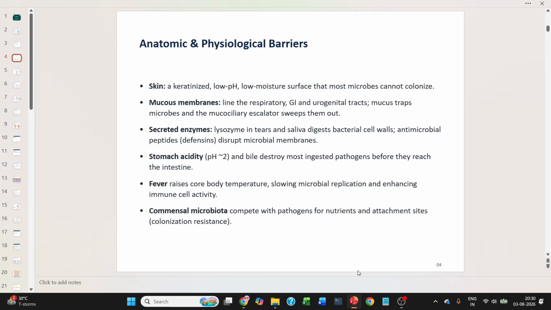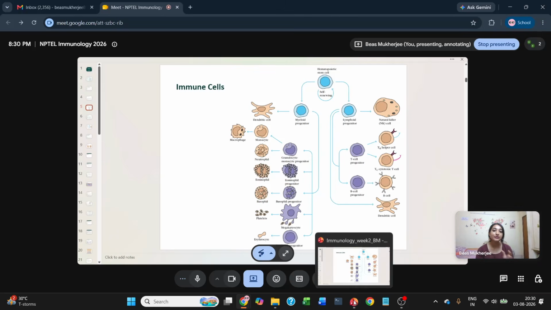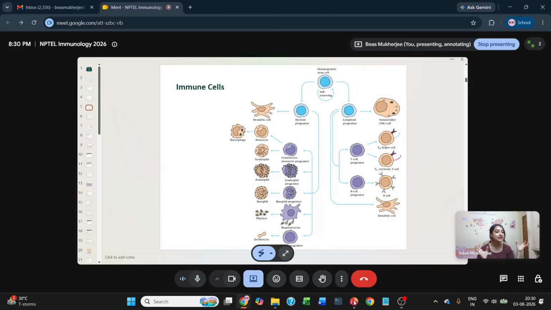Now we will move on to the immune cells. So all of these immune cells that are involved in phagocytosis and inflammation, they are majorly originating from the myeloid progenitor cells. Okay, and the B cell and T cell and the associated cells involved in adaptive immunity, they are coming from the lymphoid progenitor cells. So the two groups are getting formed from the hematopoietic stem cell, which also self renews.